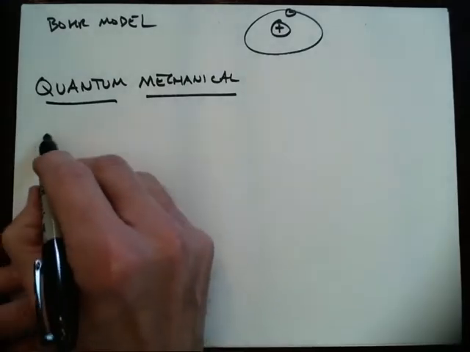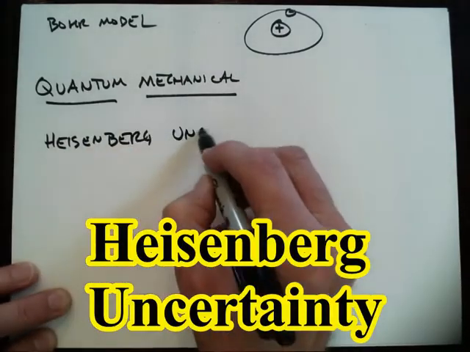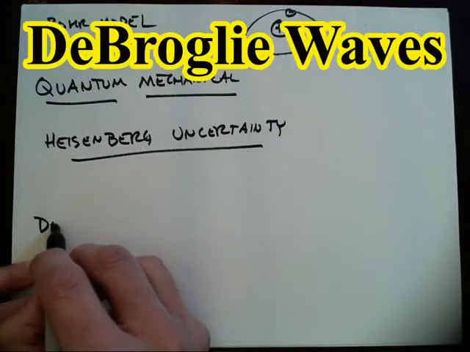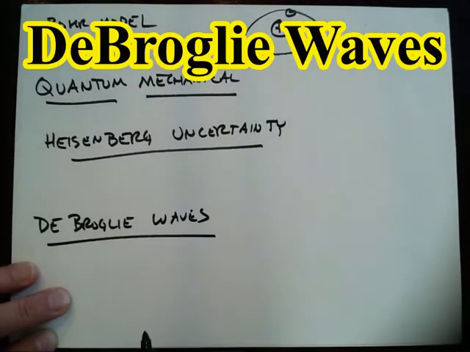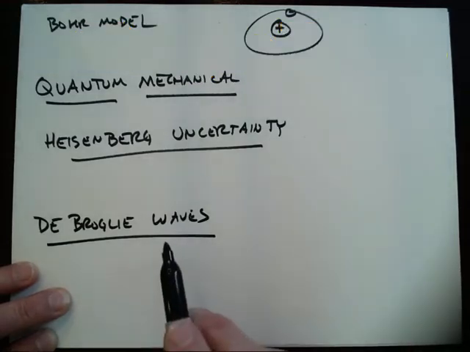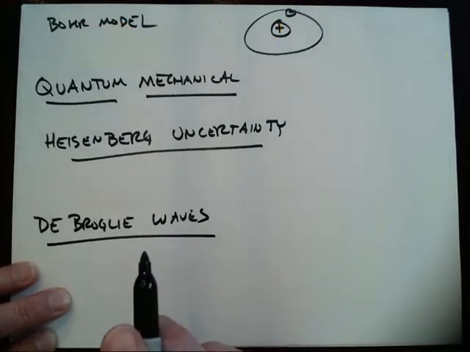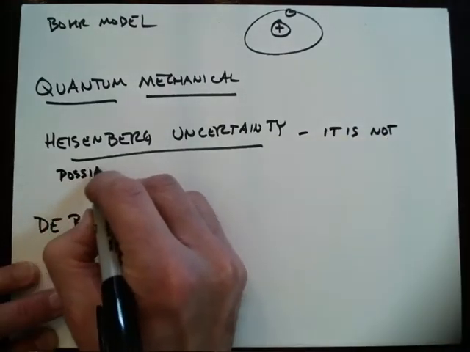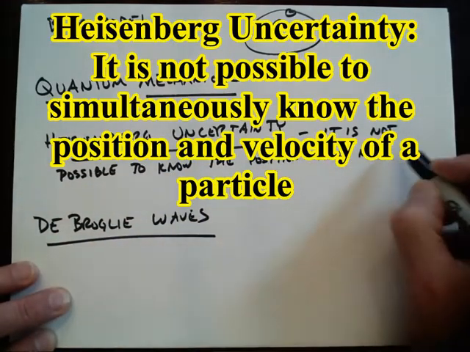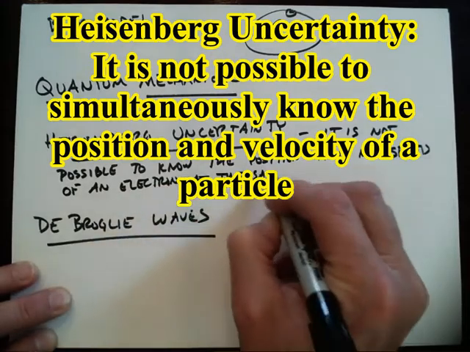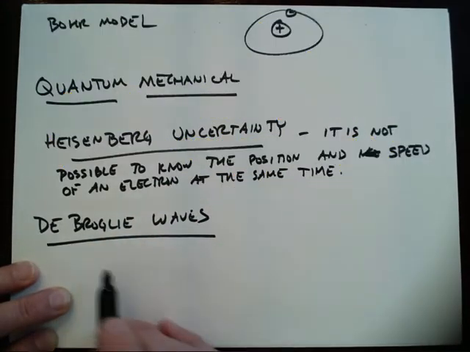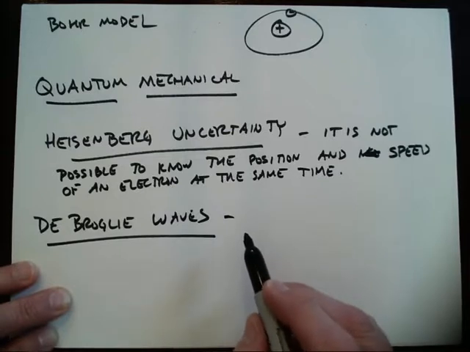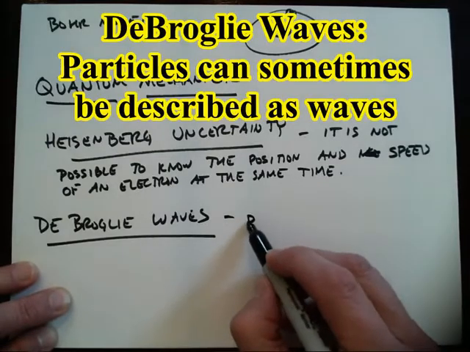discuss. One is Heisenberg uncertainty, and the other one is de Broglie waves. Heisenberg uncertainty is the idea that you can't simultaneously know where a particle is and how fast it's moving. De Broglie waves are this idea that particles can sometimes be described as waves.